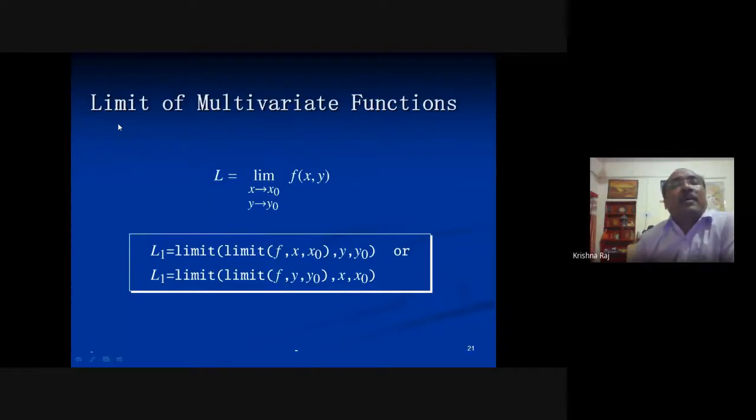And again we are coming to the limit of the multivariate function. Suppose it is a function of not only x, but of x and y here. Then for L1 the syntax will be in this manner, that is L1 is equal to limit of f having the variable x tending towards x0 and y tending towards y0, or the second one, this syntax may be followed here.